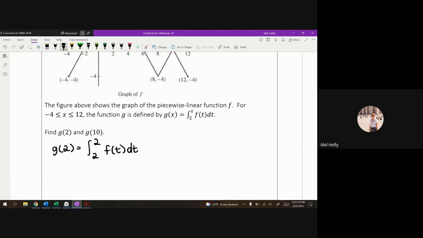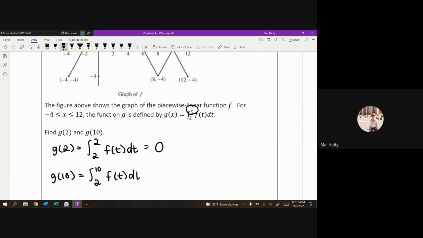Yeah, does anyone already know the answer? It's 0 because the bounds are the same. Don't even need the graph for that. I'm guessing for G of 10, I'm going to need the graph. So again, I'm going to put those numbers where the X is.